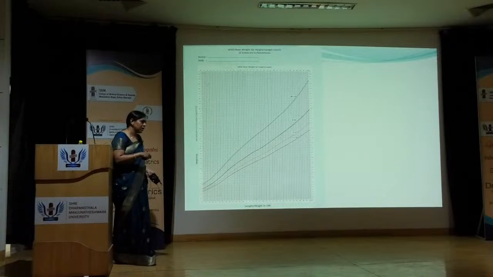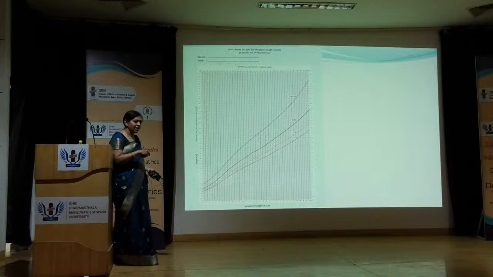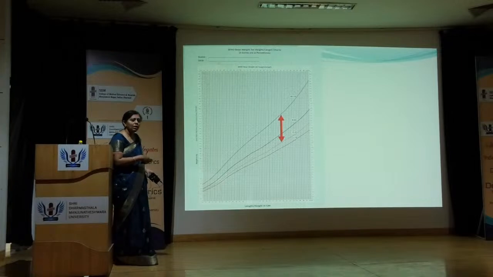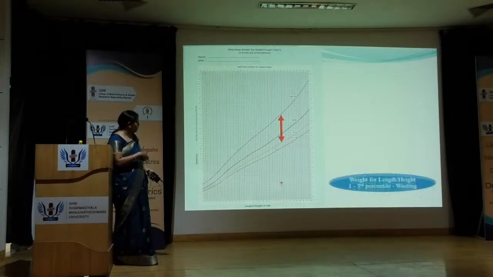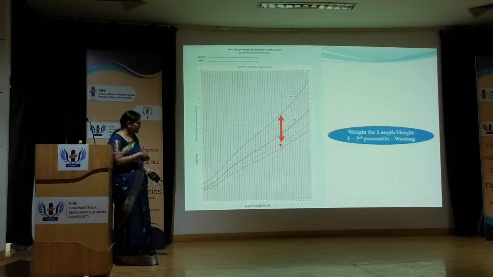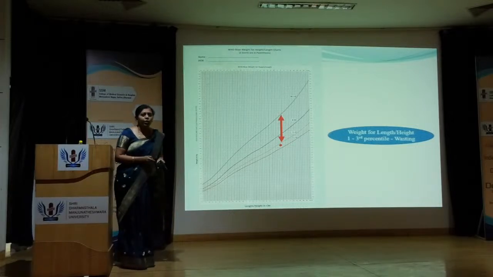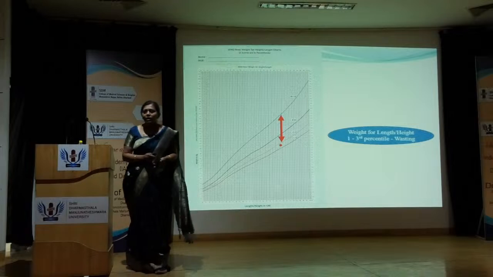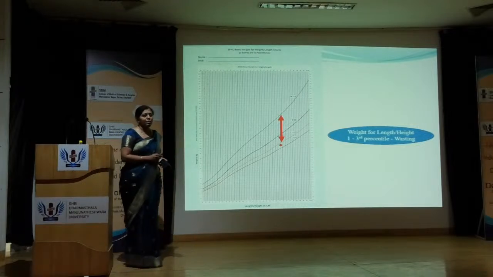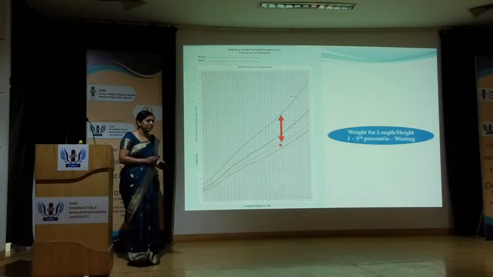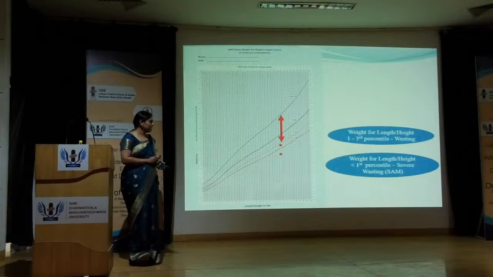75 centimeter is the length of roughly a 1 year old child. If you are 5 kg at that age, you are wasted. So, this is normal again. From the 1st to 3rd centile, it is wasting, which we call in WHO terms moderate acute malnutrition. Weight for length or weight for height between -2 to -3 SD is wasting. Less than that is severe wasting.